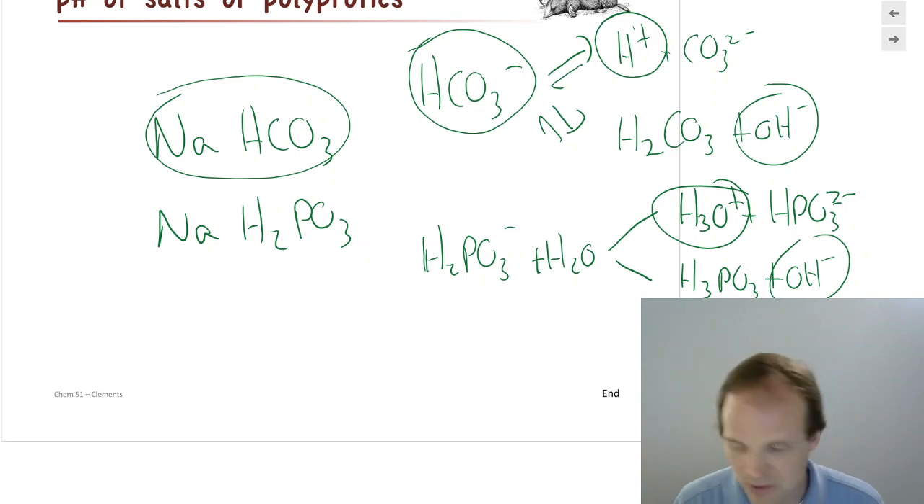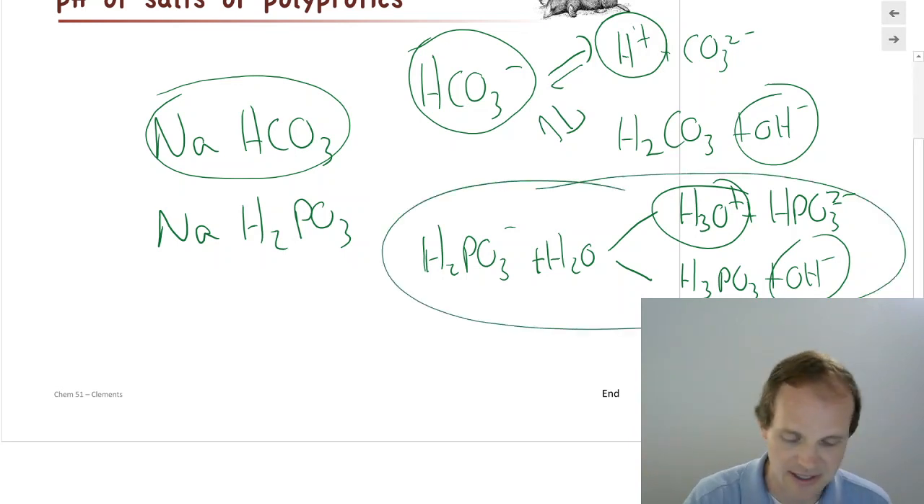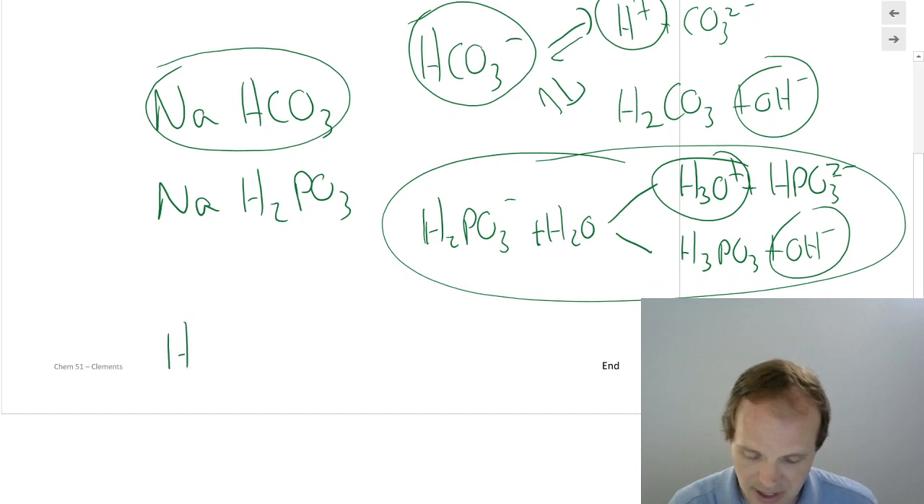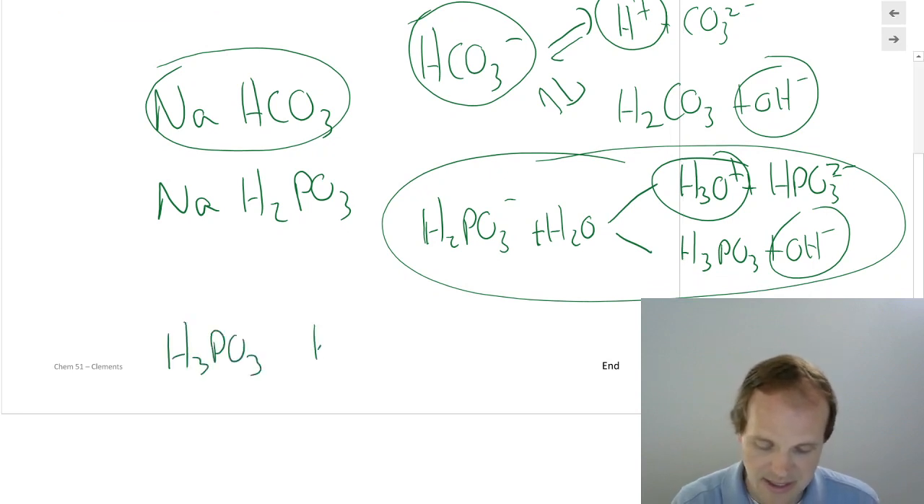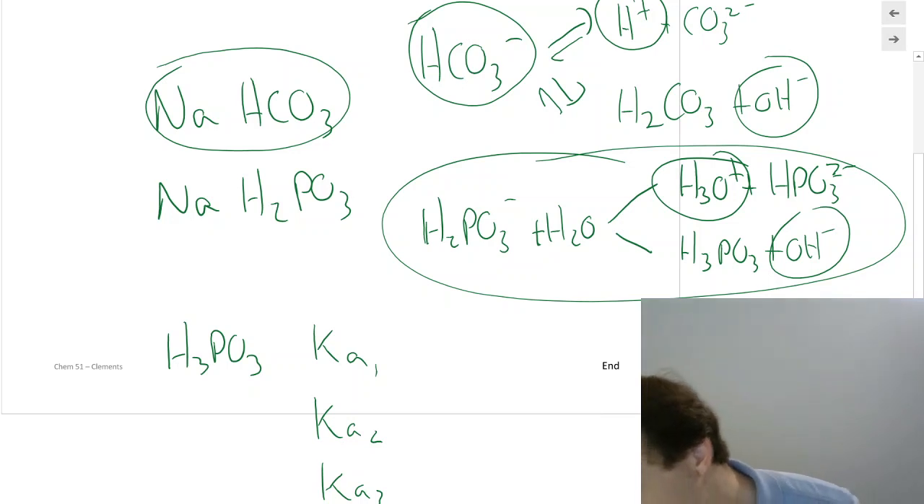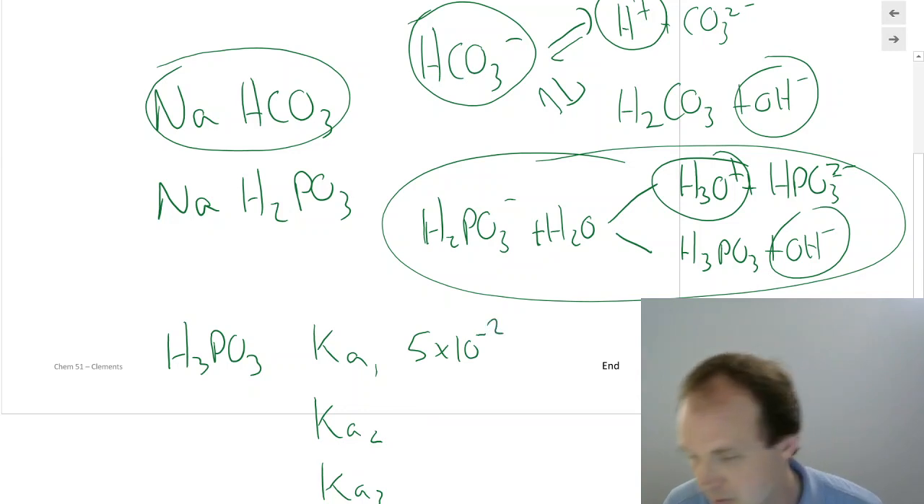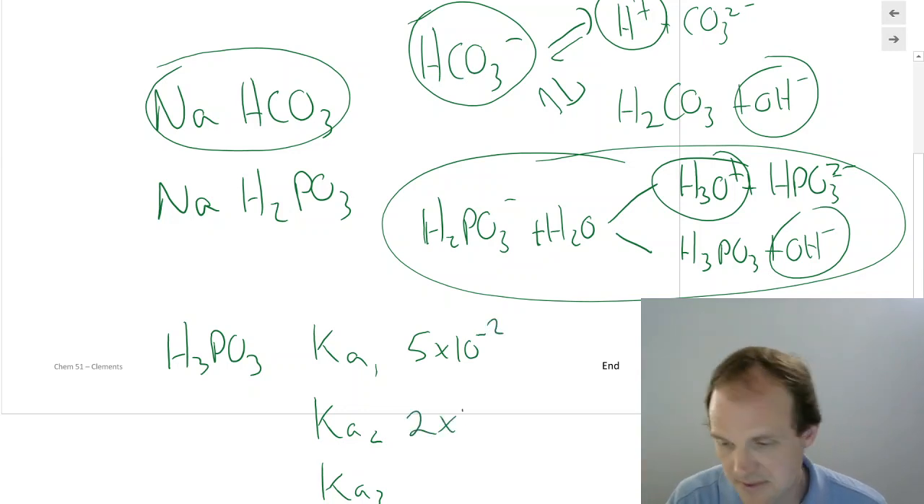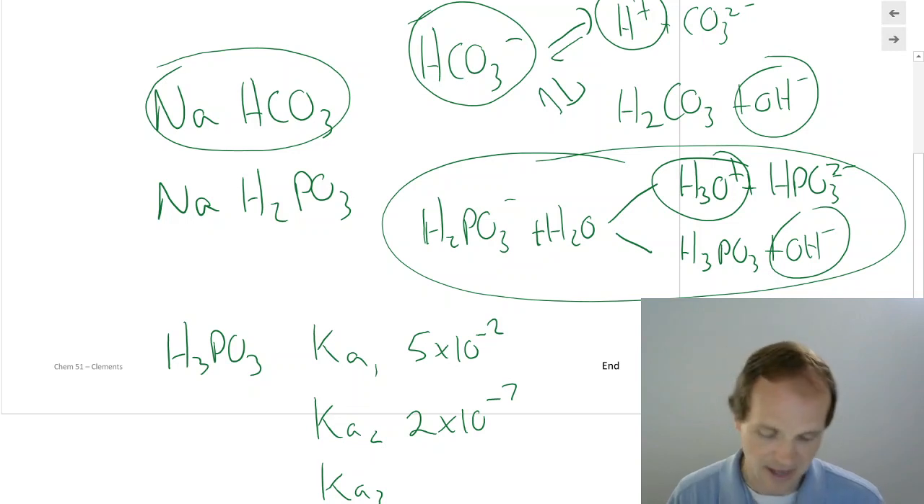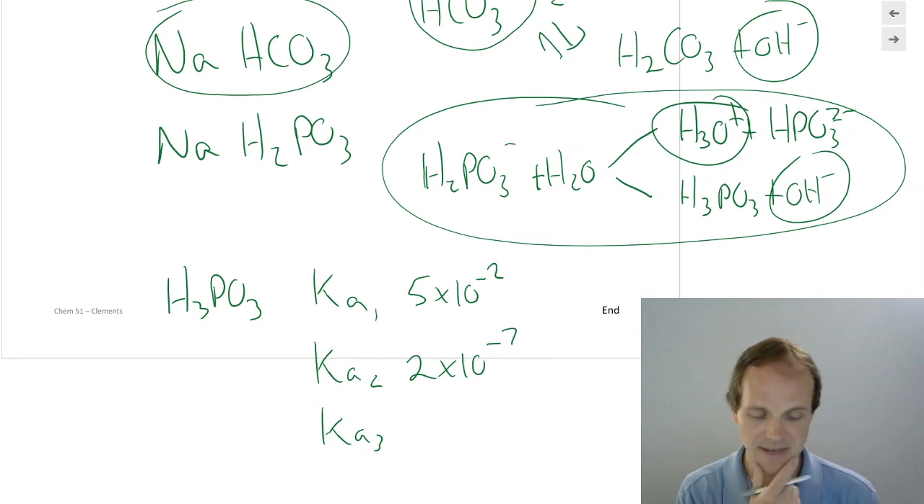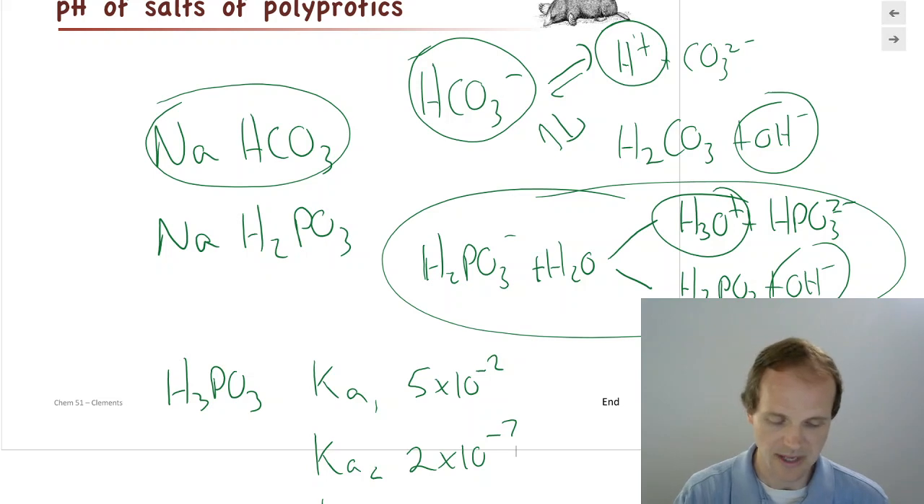Okay? When we go to a table, let's just do it for this second one here. When we go to a table and we look up H3PO3, it's going to have a table of Ka1, Ka2, and Ka3. And so let me figure out what values I've got here. Ka1 is 5 times 10 to the minus 2. Ka2 is 2 times 10 to the minus 7. And I actually forgot to write down Ka3, but it's some smaller number. I think it's like 10 to the minus 11th or something like that. So what do we do? Well, what do we have?